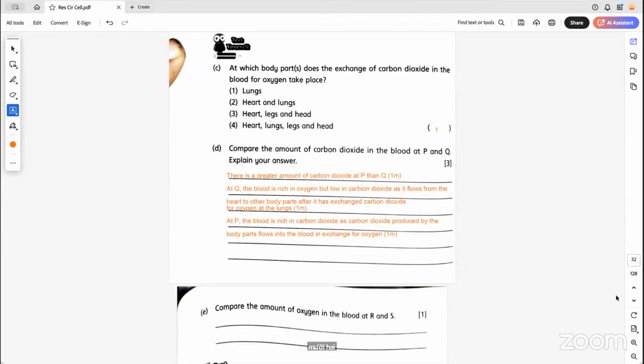All right, so basically, let me just explain again. The first thing you do when answering this long question is to answer the question. They ask you to compare. So it's either greater or lesser. To answer it, there is a greater amount of carbon dioxide.